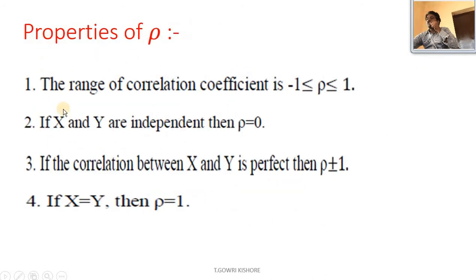So, properties of rho. The range of the correlation coefficient is minus 1 less than or equal to rho less than or equal to 1. If x and y are independent, then rho equals 0. If the correlation between x and y is perfect, then rho equals plus or minus 1. If x equals y, then rho equals 1.